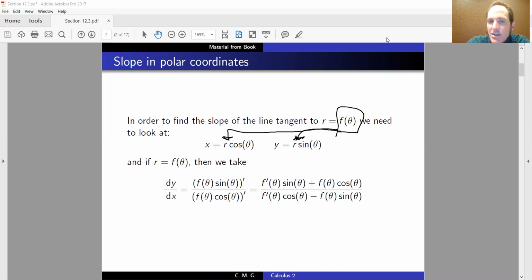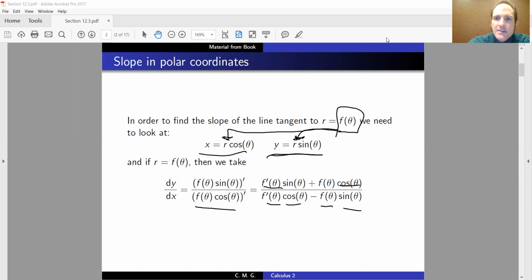Then I differentiate y with respect to theta, differentiate x with respect to theta, and divide them. To differentiate y with respect to theta, I need to do a product rule on f of theta sine theta. What I get is f prime of theta sine theta plus f of theta cosine theta. The derivative of f is f prime, leave the sine alone; the derivative of sine is cosine, and leave f alone. Same thing on the bottom: I do a product rule on the x, which is f prime of theta cosine theta minus f of theta sine theta.